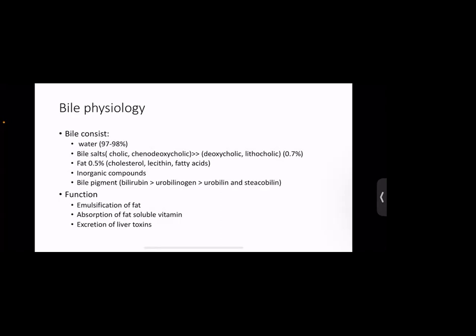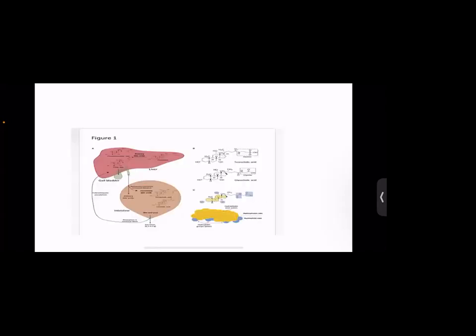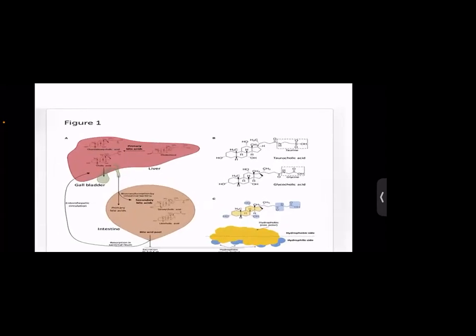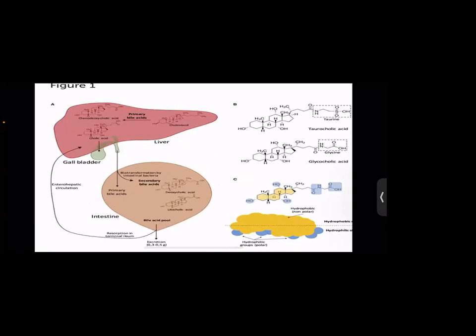The functions of bile include emulsification of fat, absorption of fat-soluble vitamins, and excretion of liver toxins. That's the function of the bile. This is a diagram showing the enterohepatic circulation that converts the bile acids, that's cholic and chenodeoxycholic acid, to deoxycholic acid, and also breaks down bilirubin to urobilin and stercobilin.